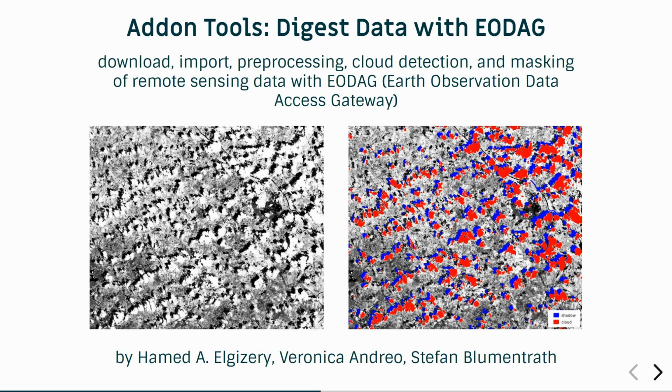Another tool in the add-ons repository is actually a set of tools for digesting remote sensing data with a library called EODAG, which is providing us with many different remote sensing data sources, and the tool set can do everything starting from import from some data store to pre-processing, cloud detection, and masking. So all the remote sensing tasks you would expect to get to a product you can then use for analysis.